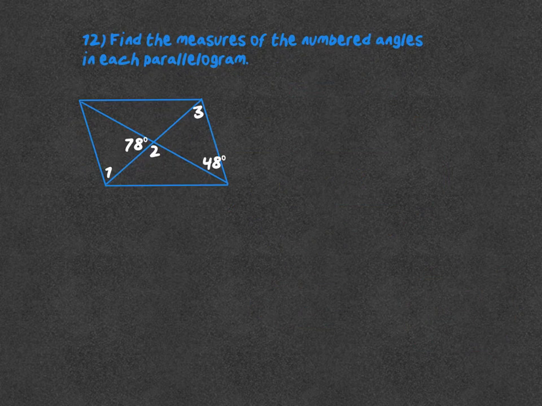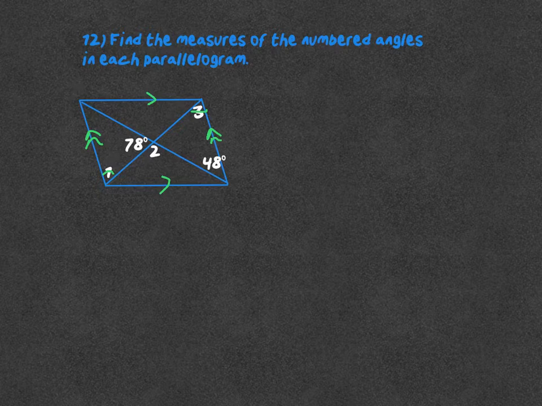For the next example, we want to find the measures of the numbered angles. This is a parallelogram, so we know that if we have some of the angles, then we can prove the other angles. We know these are parallel, and these two sides are parallel. So using alternate interior angles, we know that this 1 is going to be the same as this 3. So if we could just figure that out, then we should be able to do that. We have vertical angles right here. The 78 would also be the same as that one.